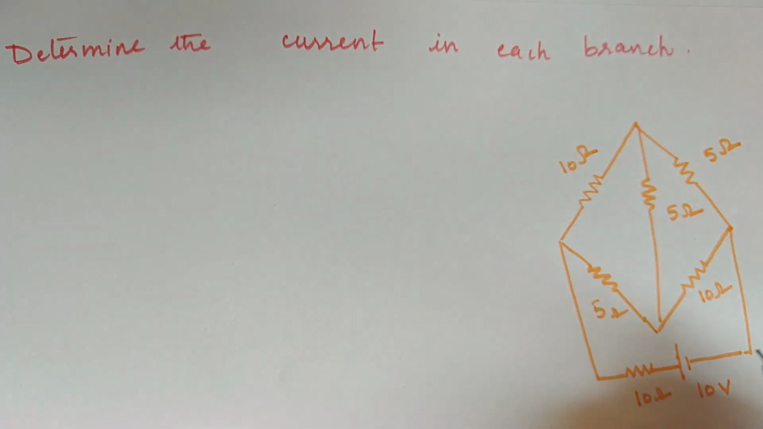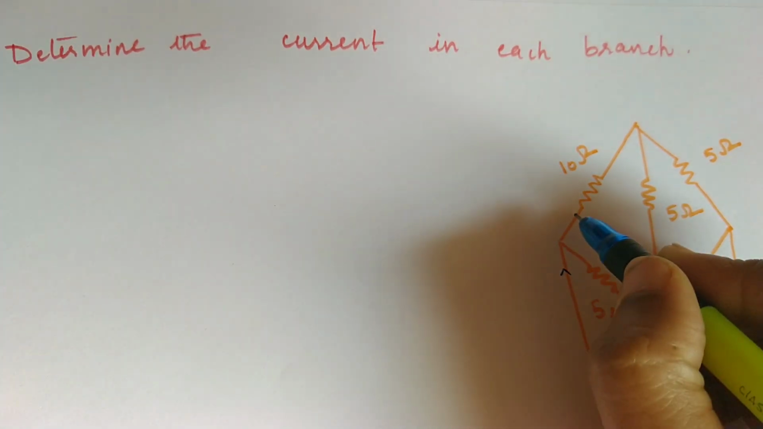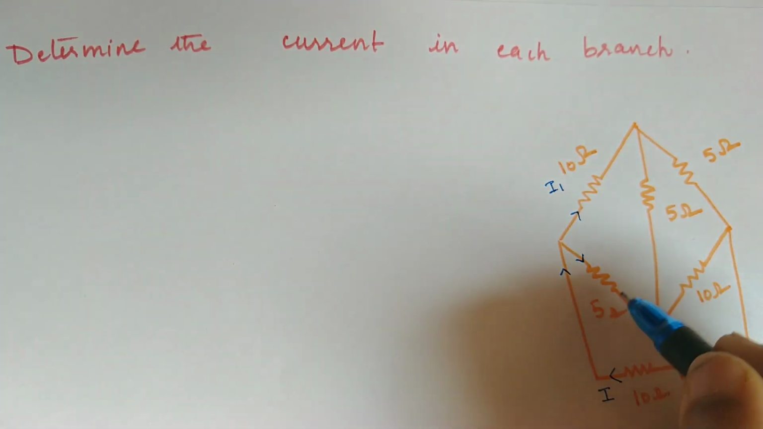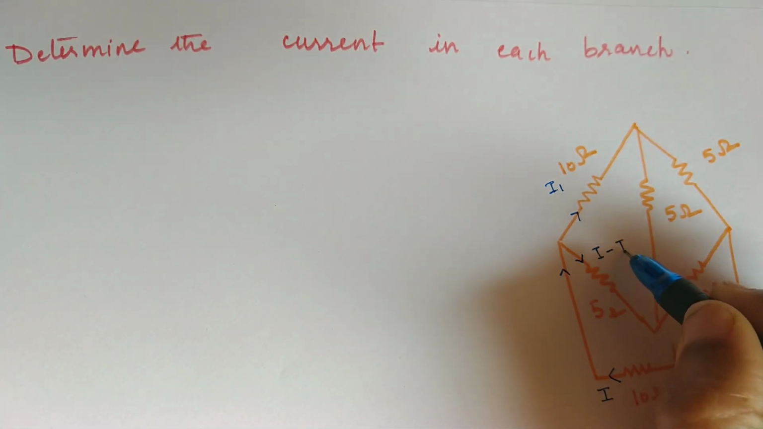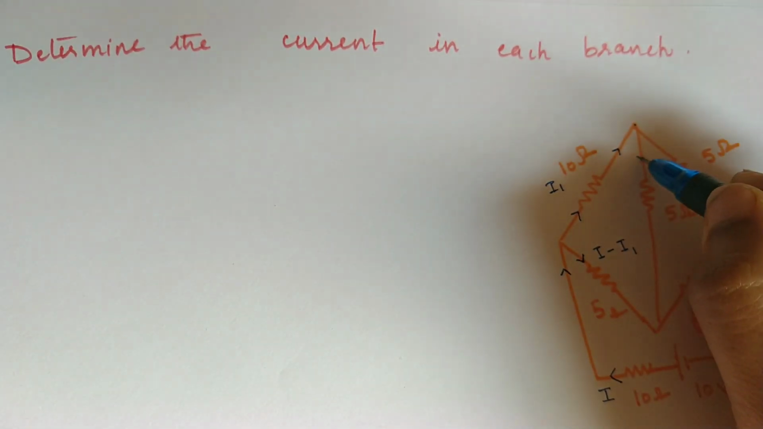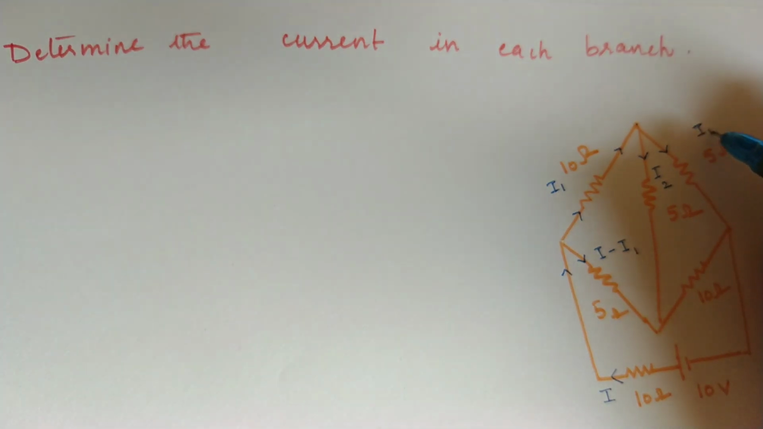So to determine the current, first I will have to distribute the currents. Okay, start distributing the current from the battery. Let the current coming from the battery be I. After reaching this junction, it is split into I1. I'll take this current as I minus I1. And I1 after reaching this junction, again it divides, let it be I2. So this will become I1 minus I2.